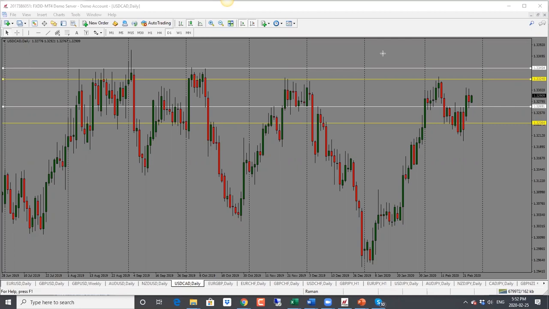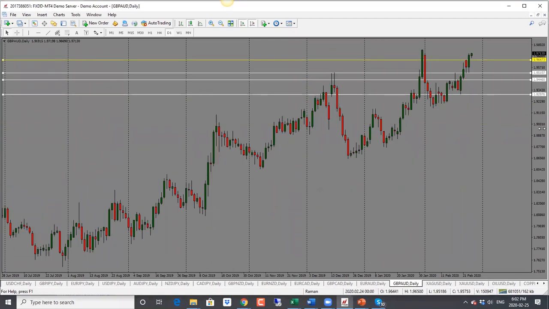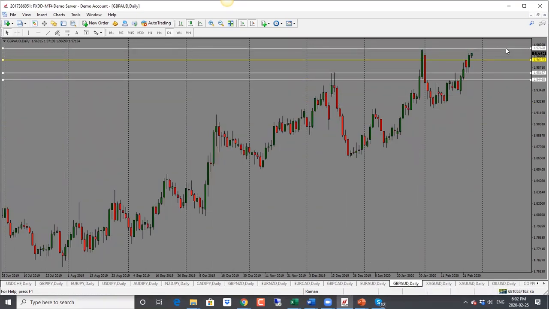So keep that in mind. Neutral bias here for dollar CAD, but on the flip side, as soon as we see a break through this support, then this one could go all the way into 1.3200. So for now, bias is neutral, and the level that we need to watch is 1.3270. So that's what we have. Neutral bias for dollar CAD. Pound Aussie, this one's also looking bullish.